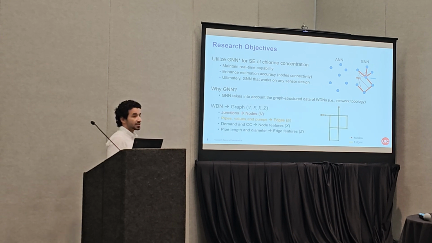So how can we represent a water distribution network as a graph? The graph consists of four components. The junctions of the water distribution network will be represented as the nodes of the graph. Pipes, valves, and pumps will be represented as the edges. The demand, and in our case the main property we are interested in, the chlorine concentration, would be considered as the node feature, and the pipe lengths and diameters would be the edge features.